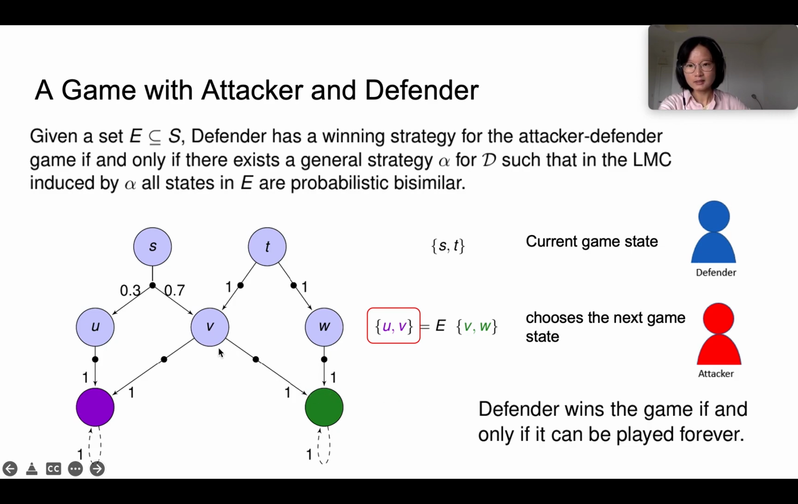The key thing in this game is that the same state that can be reached from different paths can be put into different sets. So here the V state reached from S is put into this green set, and the V state reached from T is put into a different set, this purple set. So the set of game states is at most the power set of the states of the MDP. That is to say, at most we will have exponentially many game states.